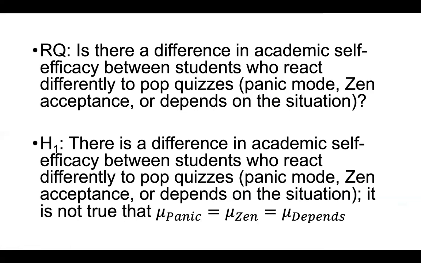So in this example, the research question is: is there a difference in academic self-efficacy between students who react differently to pop quizzes? So panic mode, Zen acceptance, or depends on the situation are our categories, and we're going to compare academic self-efficacy across those different categories. So I'm going to go ahead and pull up Jamovi and run through how to conduct this test.